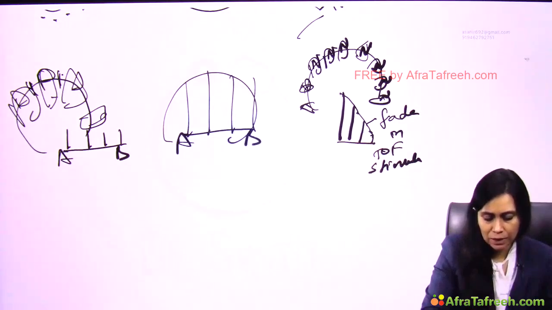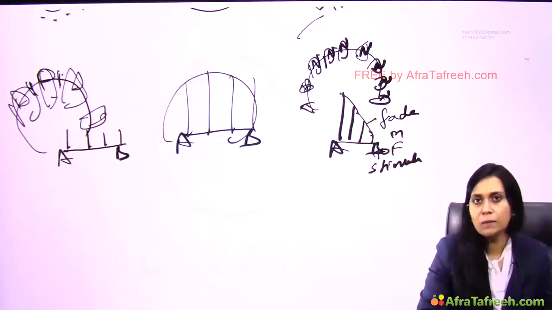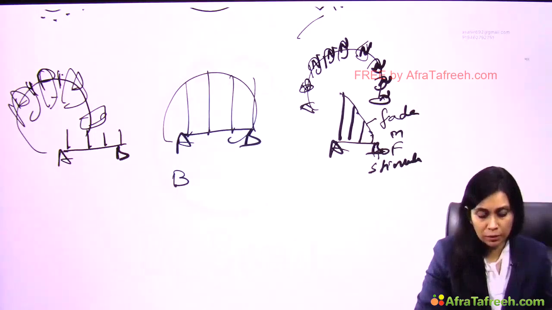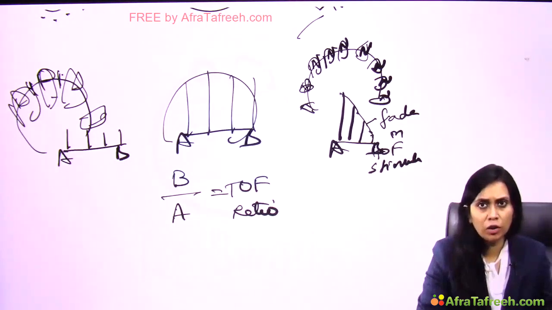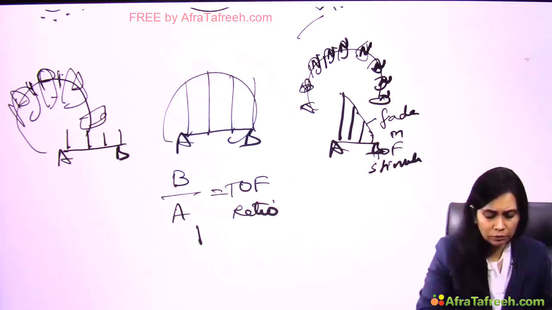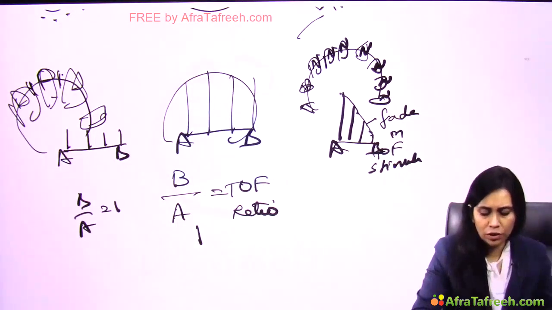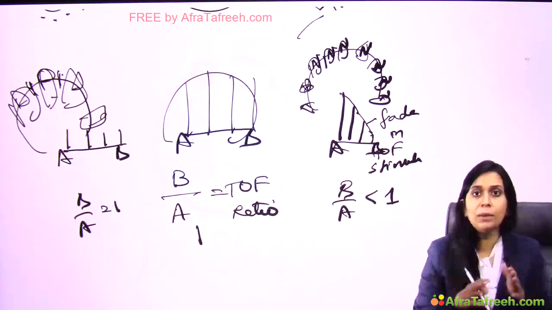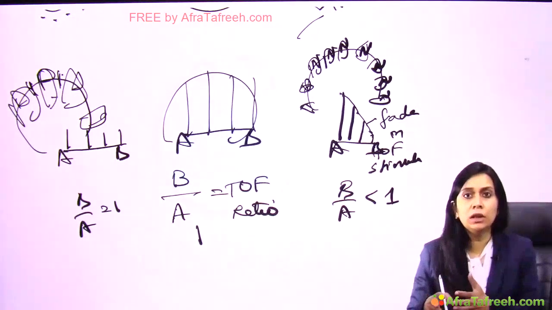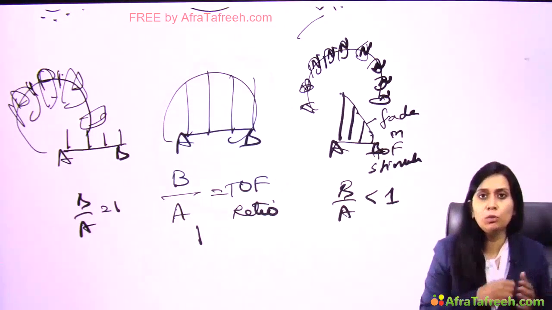Now this is A, this is B. The response produced by the fourth stimulus is B. The response produced by the first stimulus is A. This is called train of 4 ratio. What is the train of 4 ratio in a normal muscle? 1. What is the train of 4 ratio in succinylcholine? 1. And what is the train of 4 ratio in non-depolarizing? Less than 1. Got it? So guys, non-depolarizing has a train of 4 ratio less than 1 and depolarizing has a train of 4 ratio of 1.